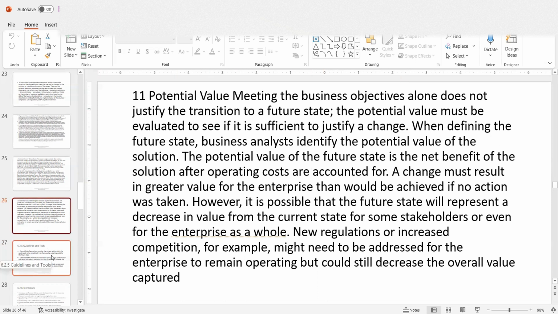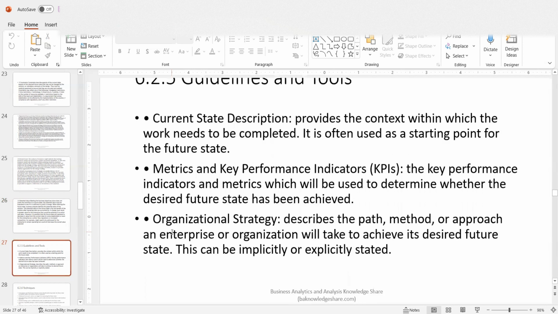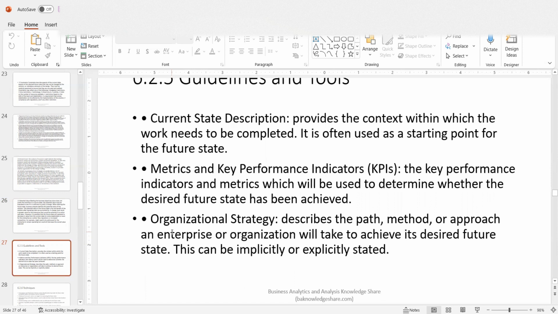So there are 11 elements within this task, and then you have guidelines and tools. So what are some of the tools that you can use in this basic task? The one is current state description, which provides the context within which the work needs to be completed. Metrics and key performance indicators provide which metrics and KPIs will be used to determine whether the desired future state has been achieved. Organizational strategy describes the path, the method, or the approach an enterprise or organization will take to achieve its desired future state.